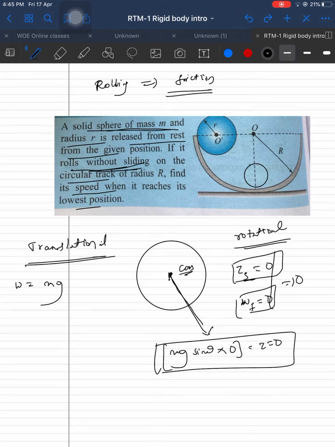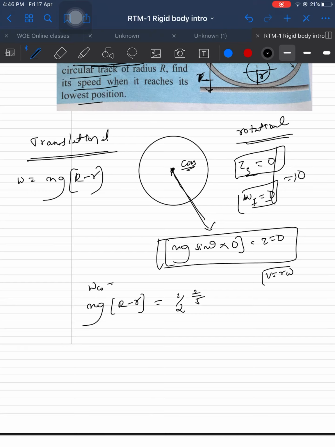Work done by the conservative force, mg into (R minus small r), and work done by torque is equal to 0, work done by friction is equal to 0. It leads to the two kinetic energies, half I omega square. What is the moment of inertia of a solid sphere? Half I omega square, with I equal to 2 by 5 m r square. V is equal to r omega, so omega square is v square by r square.